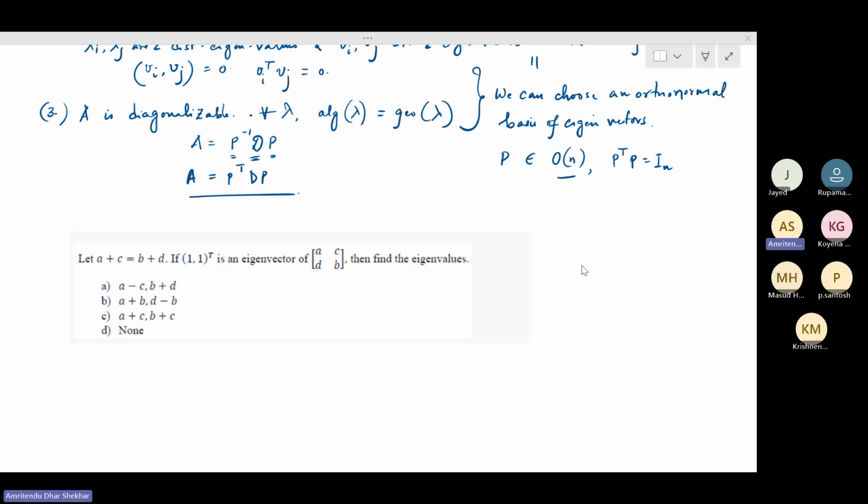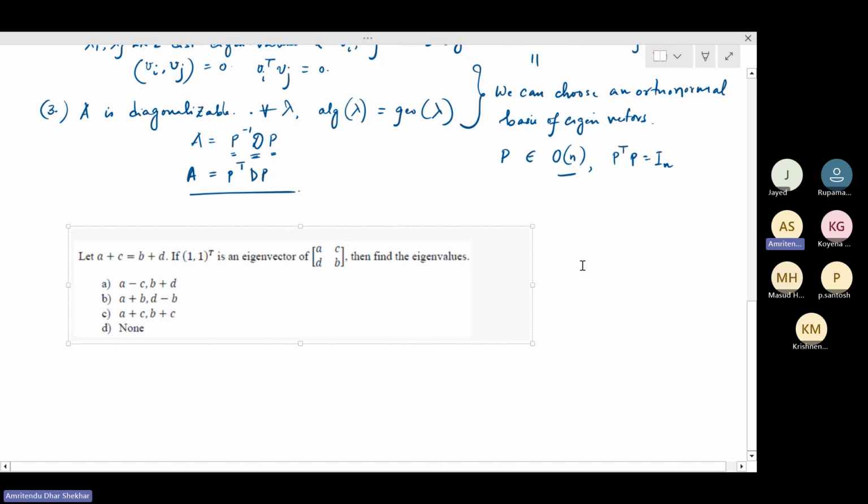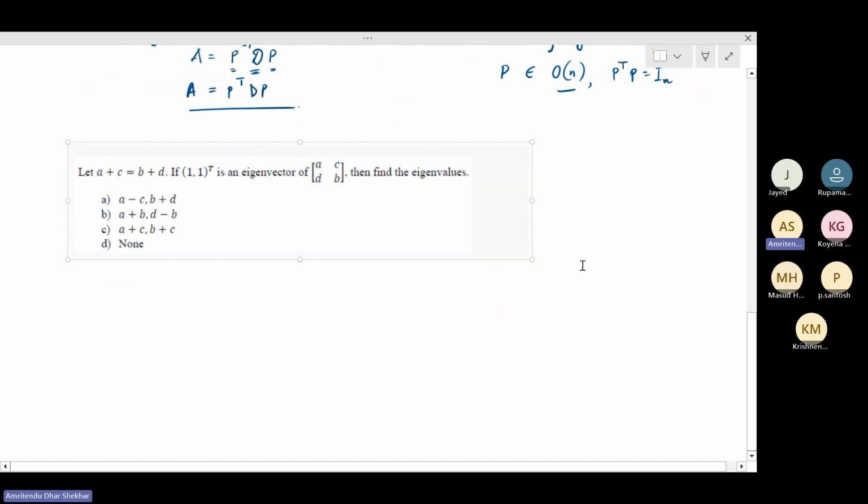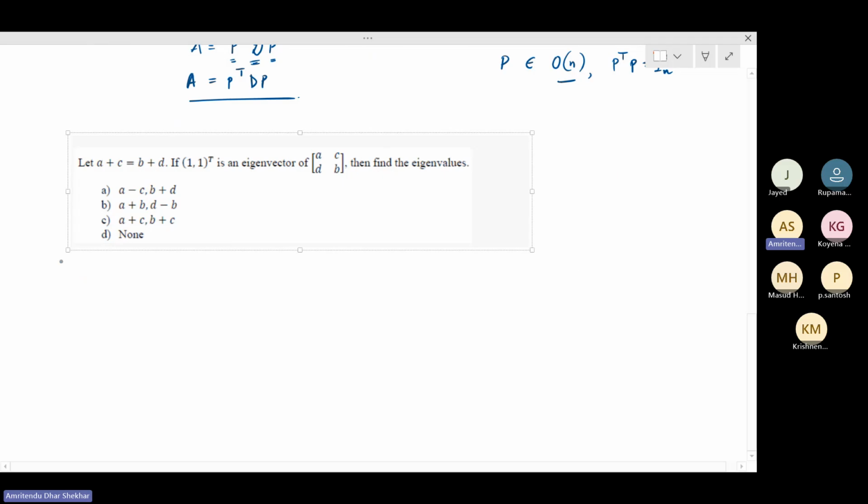Okay. Maybe you've thought about this problem. So let's just work it out. There is nothing very fancy about this. Let's say the matrix with rows A, C and D, B, and (1, 1) is an eigenvector. So this is equal to some lambda times (1, 1), where lambda is the eigenvalue, which gives us basically A plus C.